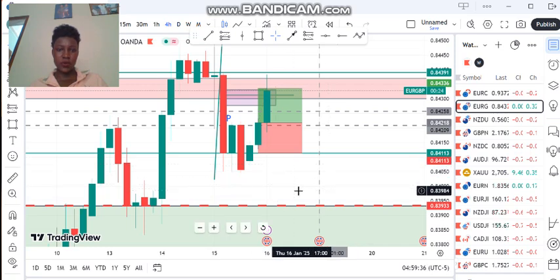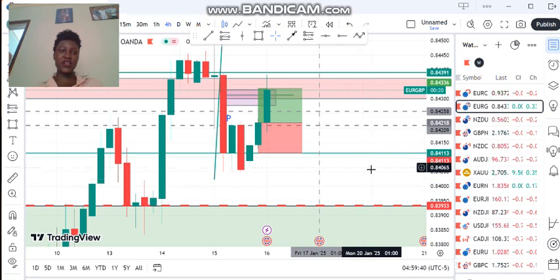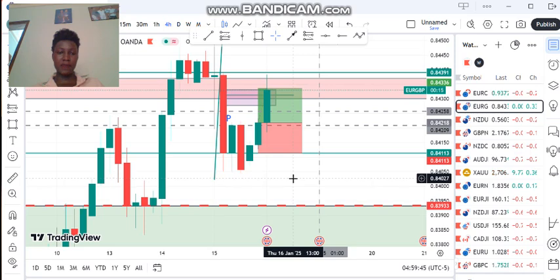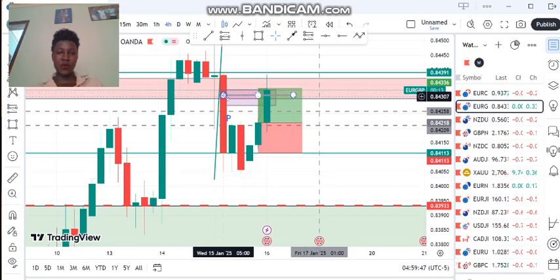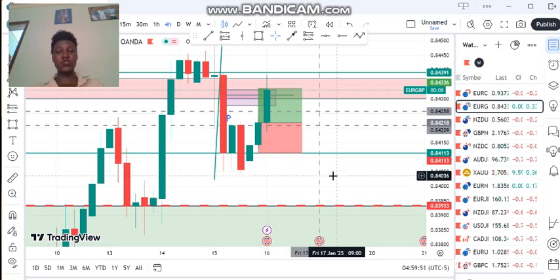I'm going to take you again on my second trade of the year. This is the trade I've taken on Euro GBP. As you can see, we're going to use one single candle to determine the entire market direction.